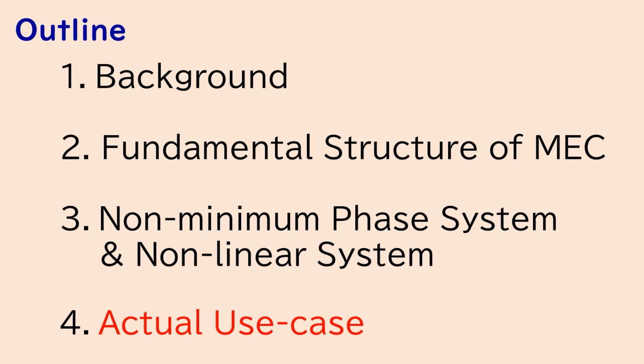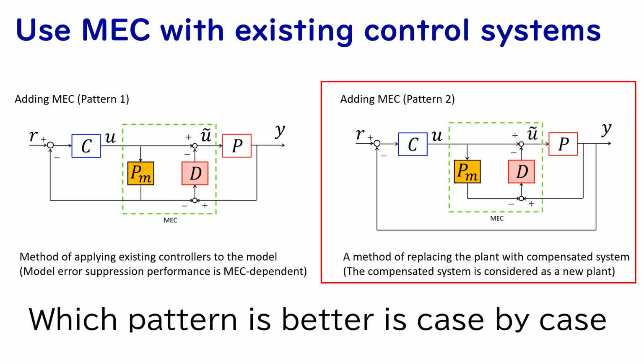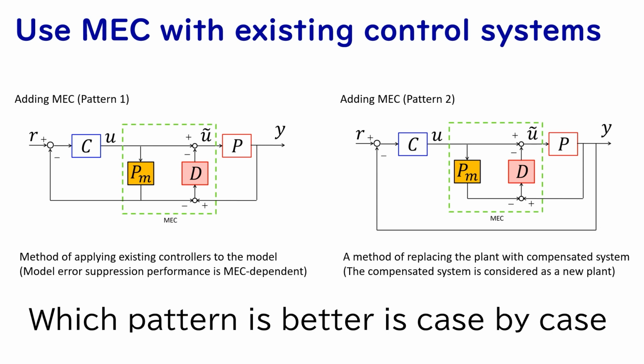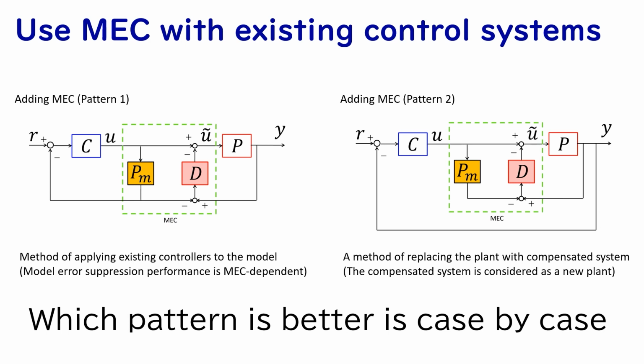Lastly, we show actual use cases. This slide shows a case of making use of existing control systems. Left and right show the case where the plant has a 1 degree of freedom control system. Left, pattern 1 is the method of applying the existing control system to the model. Model error suppression performance is dependent on the existing system.